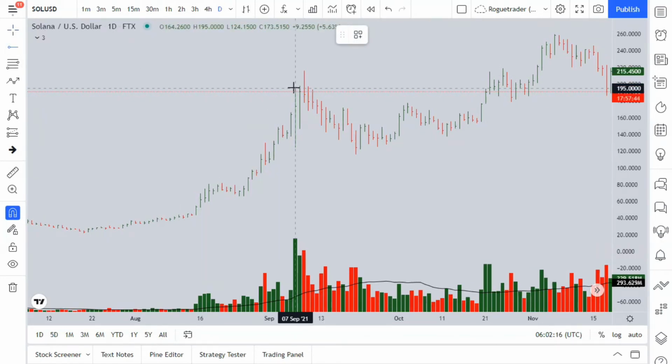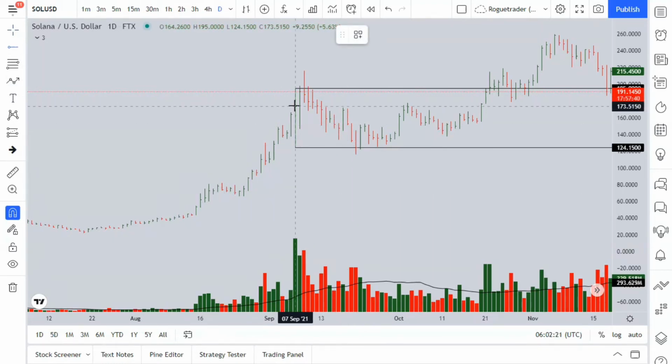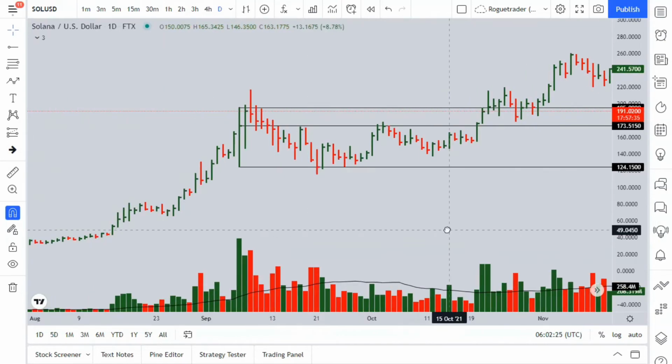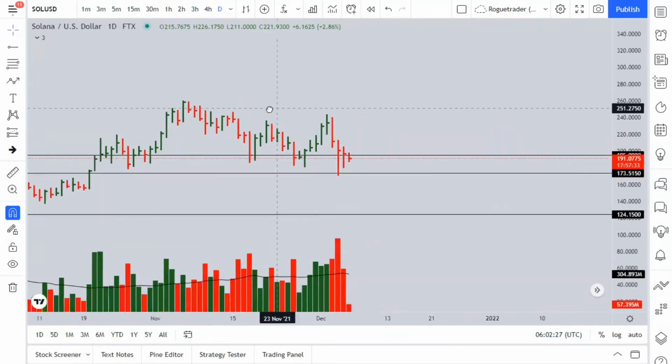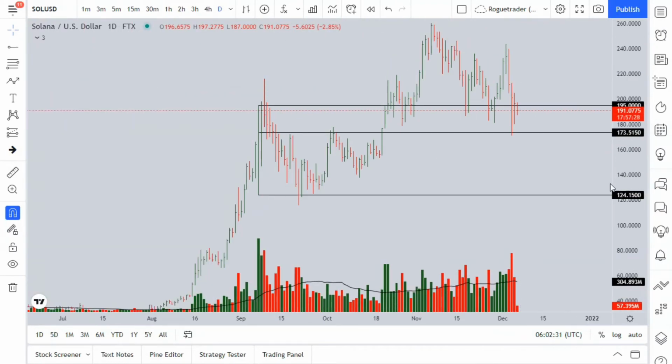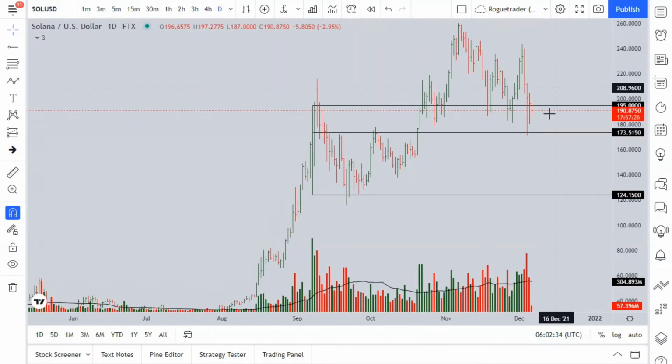I'm going to draw the levels from the initial levels. Look at the levels right here. These were the smart money presence right here, and the market reacted to the same level and started creating its up move after a while.